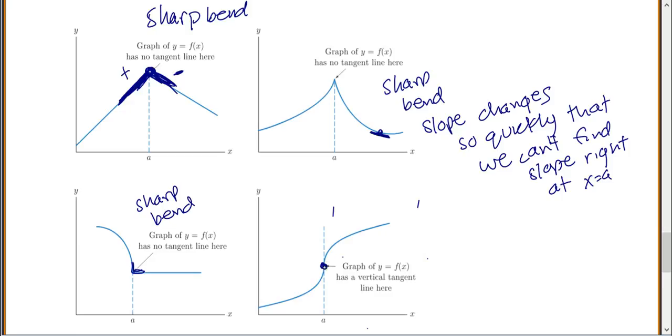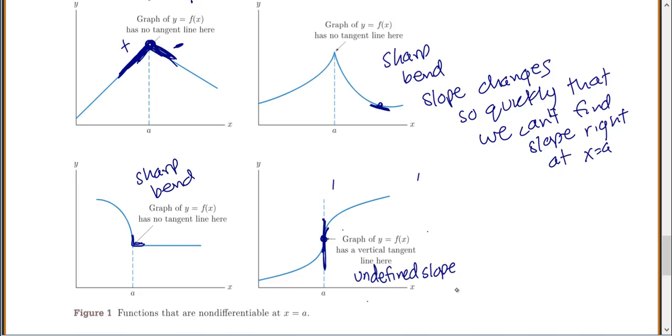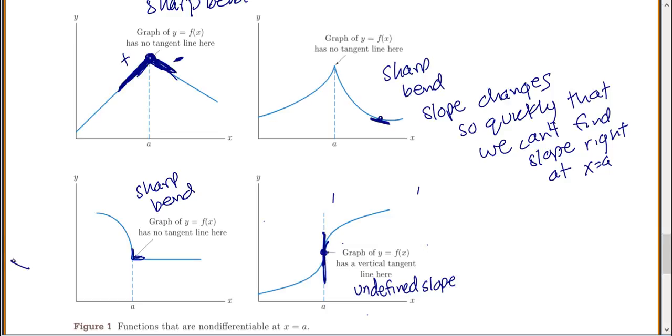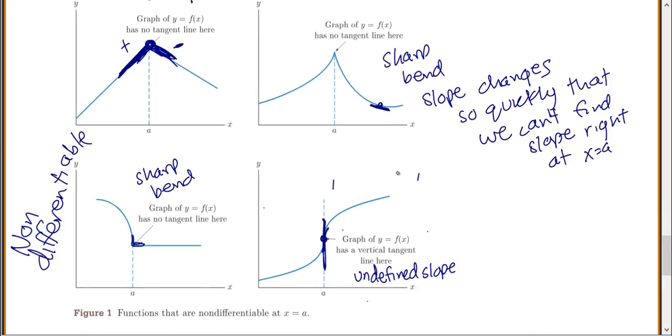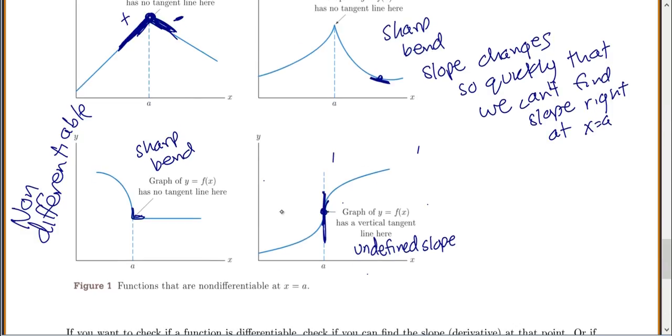And also on this one, notice right here on this graph, we could actually kind of figure out what the tangent line would be, but it's a vertical tangent line. Vertical tangent lines, remember, or vertical lines have undefined slope. So if it's undefined, it's not actually a number, which means we can't actually find the derivative. So all of these are non-differentiable. If you're looking for non-differentiable, you're going to look for vertical tangent lines or places where you have a sharp bend. Everywhere else on these graphs was just fine. You could find the derivative because you could figure out the slope, but not at those points.